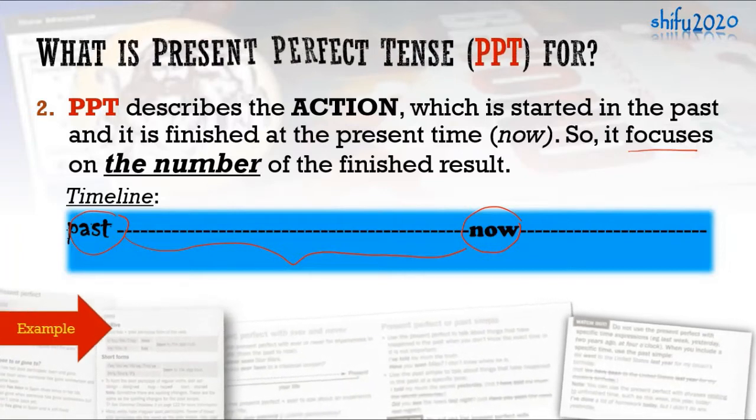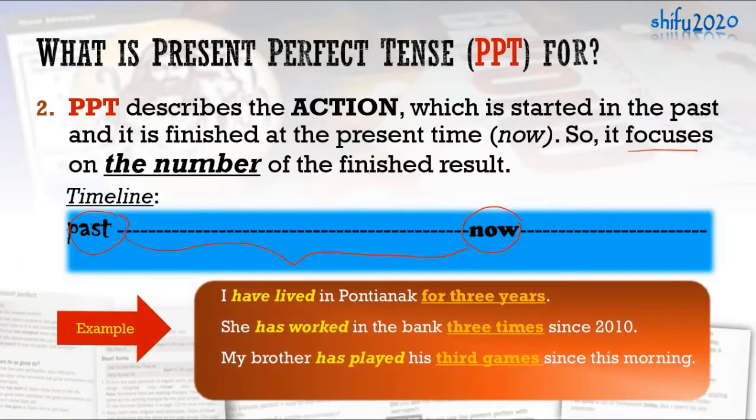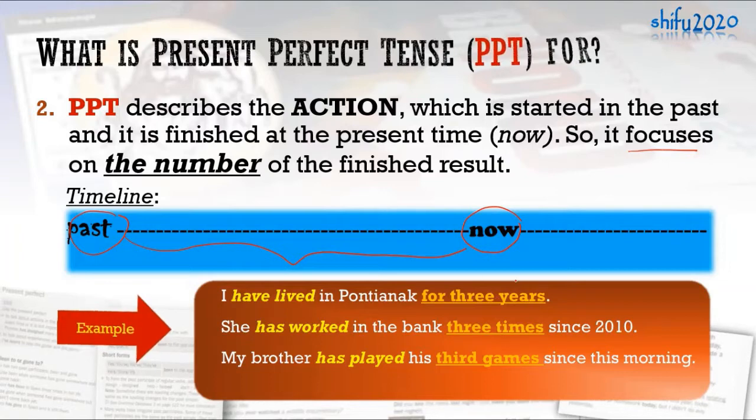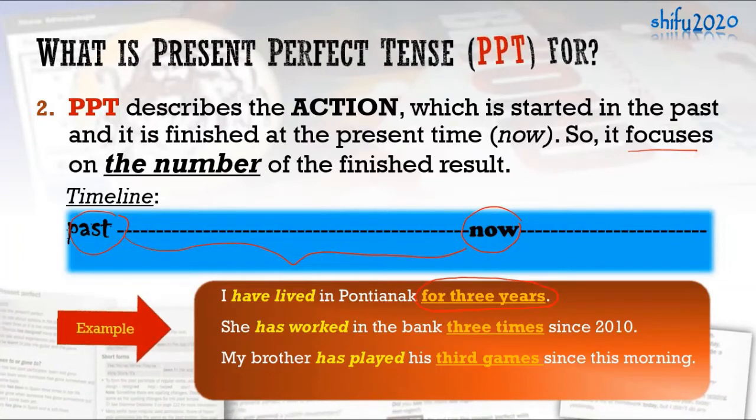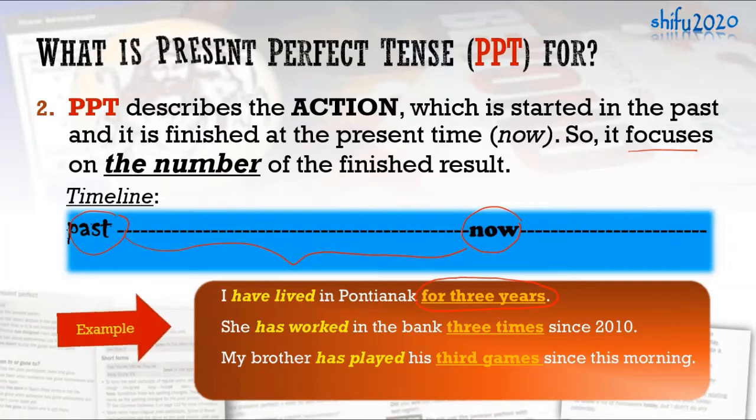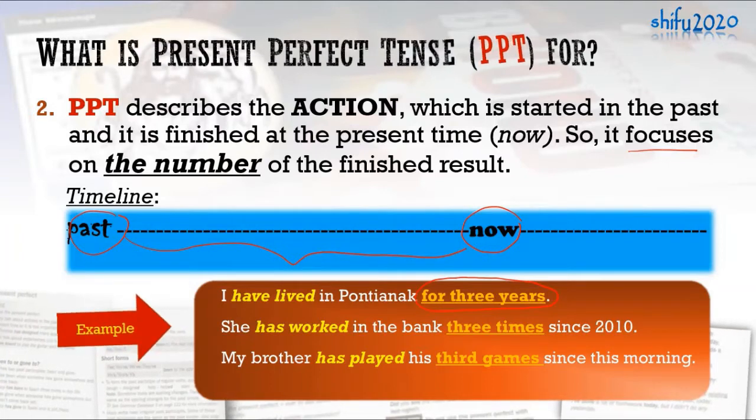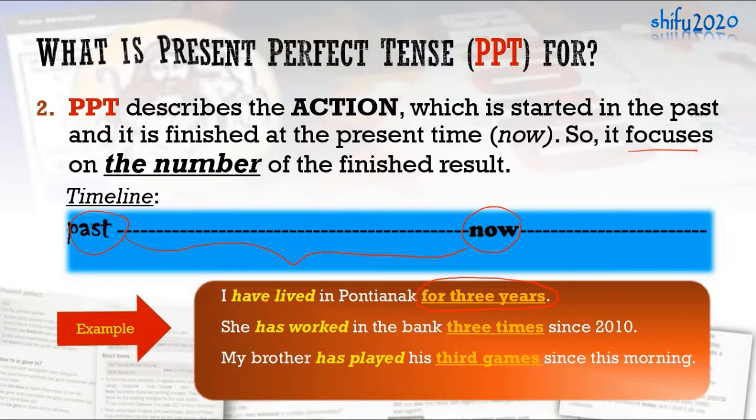Okay, for example, I've lived in Pontianak for 3 years. Okay, for 3 years. It means that you started in the past, and until now you have lived there for 3 years. Jadi sudah 3 tahun, ada jumlahnya.